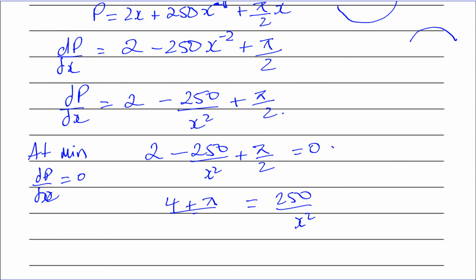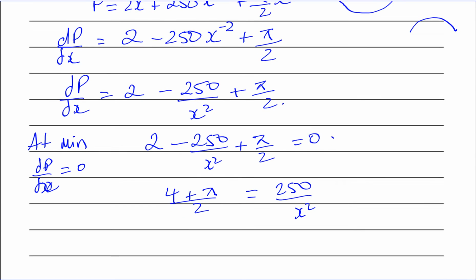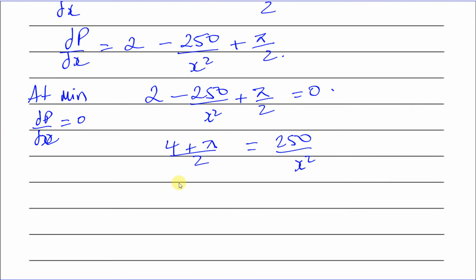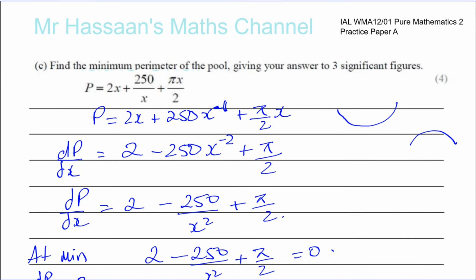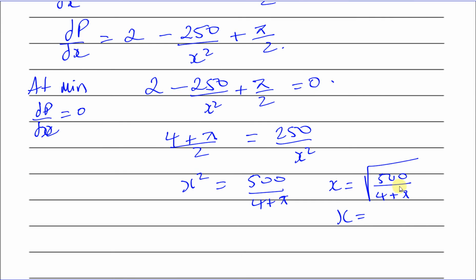Now I can rearrange this. I can say x squared is equal to 500 over 4 plus pi. So x will be the square root of 500 over 4 plus pi. It doesn't say exact value, does it? So that's the value of x. I'll leave it like that because it's an exact value. So that's x at the turning point.